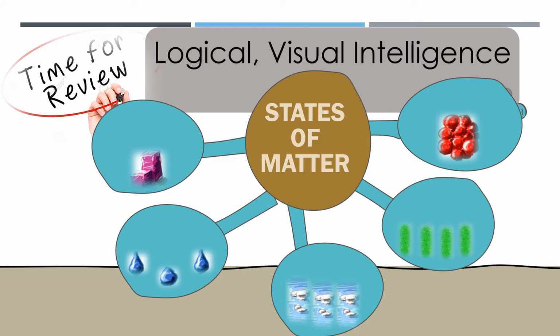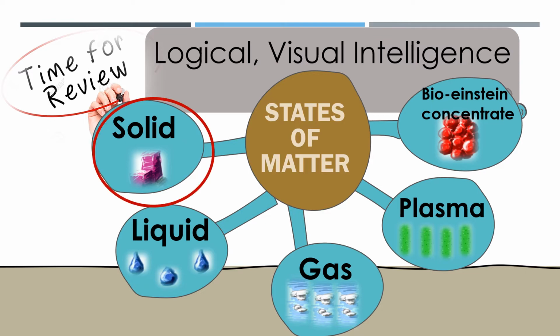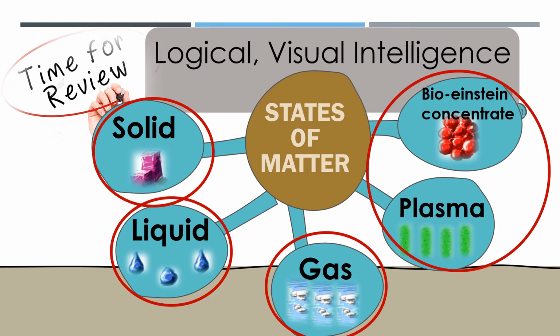Time for review. Matter is made of particles. It exists in 3 states, namely solid, liquid, and gas. We also have Bose-Einstein condensate and plasma. But for now, we are going to focus on solid, liquid, and gas. So sit back and watch as we recall what we have talked about in our last lesson.